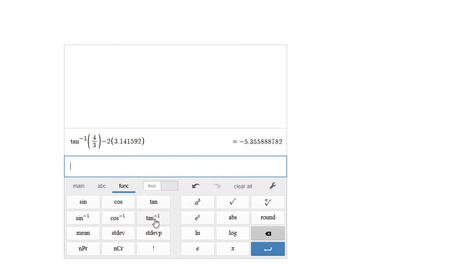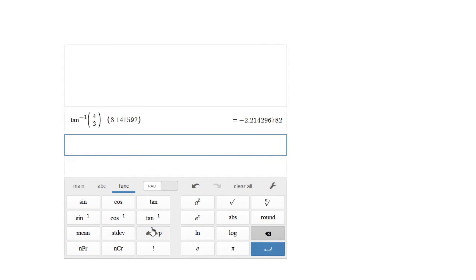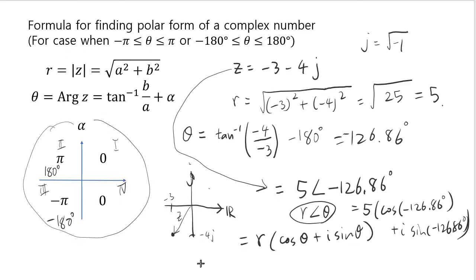Negative 5.355. No, that's less than negative pi, so something's not right here. Oh, I subtracted 2 pi, sorry. I should have subtracted 1 pi. So let's do this again. Subtract 1 pi, and therefore it's negative 2.2143.